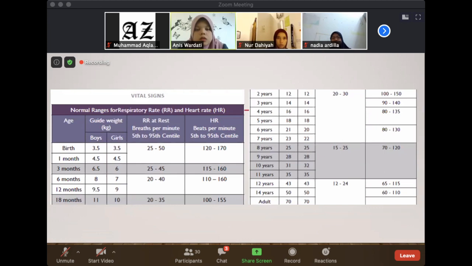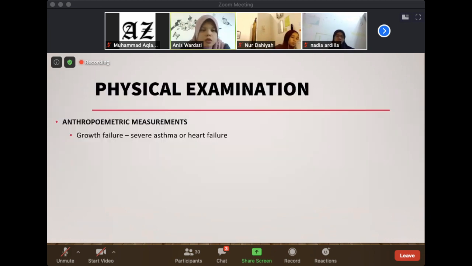This is the respiratory rate based on age, which can be found in the protocol. So for anthropometric measurement, as I mentioned before, you need to check the weight and the height. If there is any stunted growth, it can be because of severe asthma or heart disease.